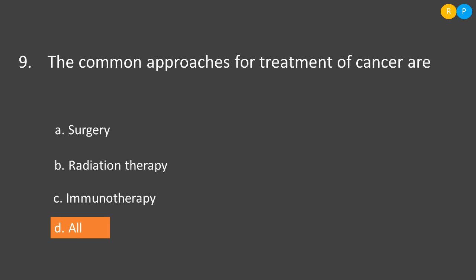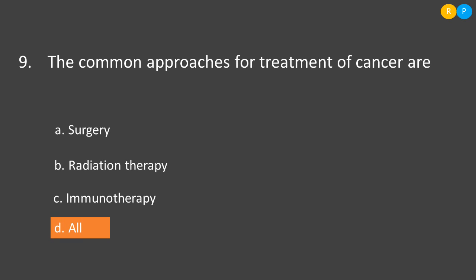As the ninth question, the common approaches for treatment of cancer are. In the initial stage, cancer can be treatable. For the treatment, they will use a number of methods depending on the condition of the patient. Option A, surgery. The surgical method is used as a treatment of cancer. When the tumor is localized, restricted to only one particular organ, it can be easily removed by surgery. Then option B, radiation therapy.